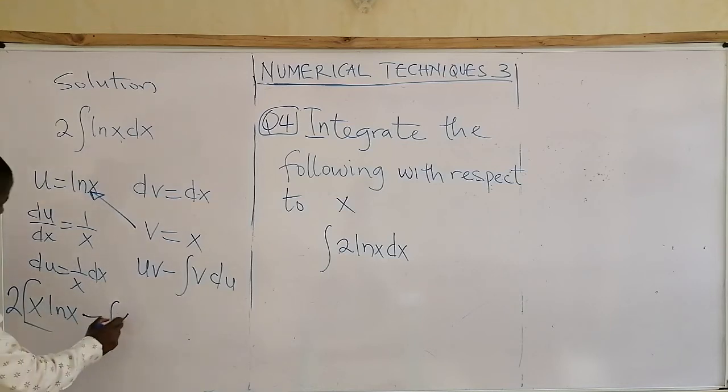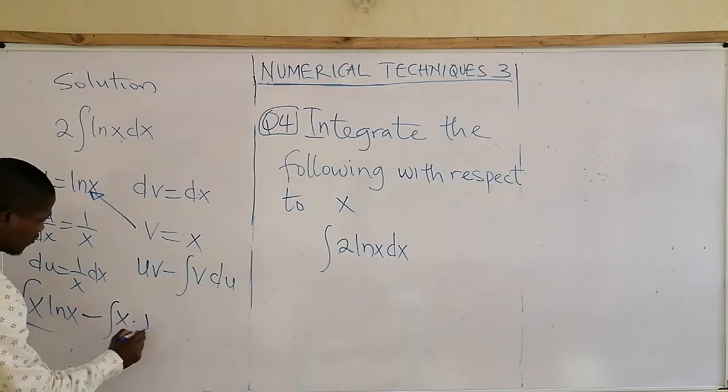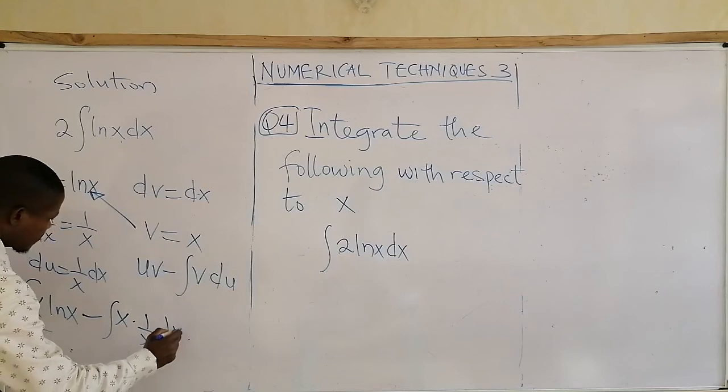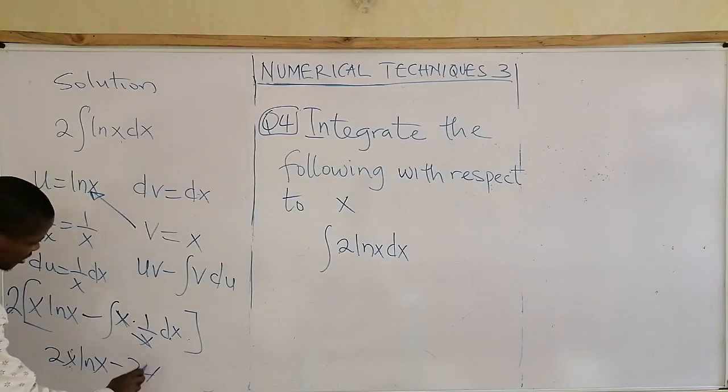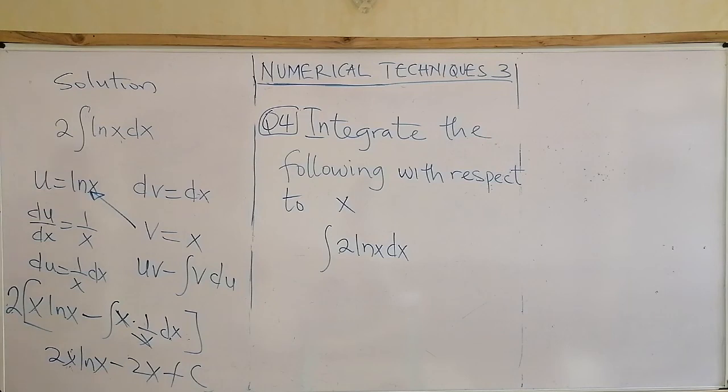My v is x. And then the du is 1 over x dx. Okay? So this will cancel. So I just have my final answer. I can open the bracket. That will be 2 times this one, that's 2x ln x. Then we just have this one here. Integral of the 1 is x times the 2 outside. That's minus 2x plus c. So that ends the question. And that's my answer to that question.